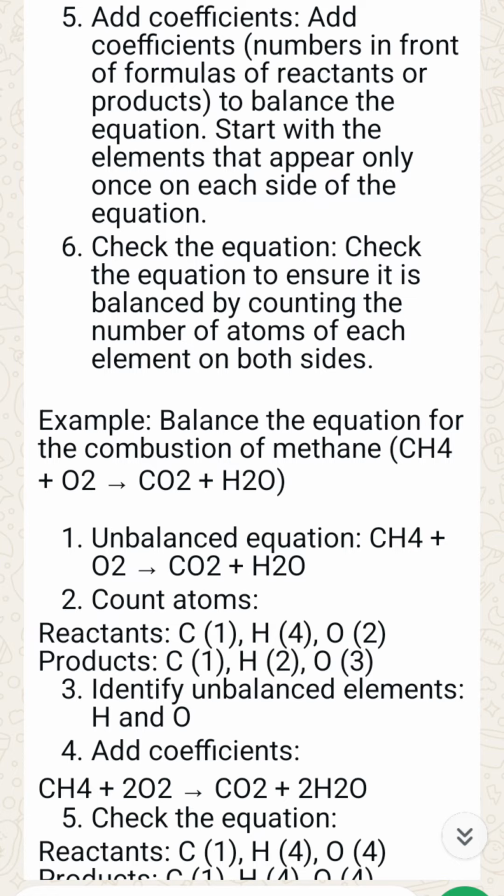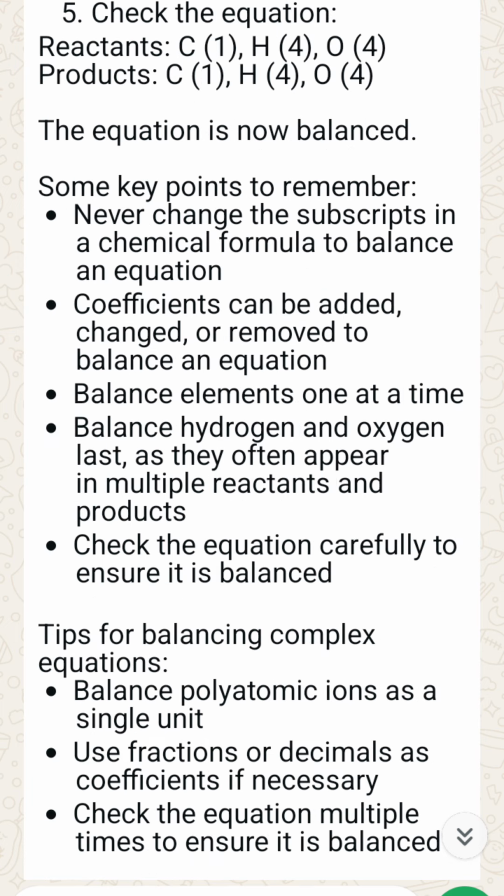3. Identify unbalanced elements. H and O. 4. Add coefficients. CH4 + 2O2 → CO2 + 2H2O. 5. Check the equation. Reactants: C1 H4 O4. Products: C1 H4 O4. The equation is now balanced.